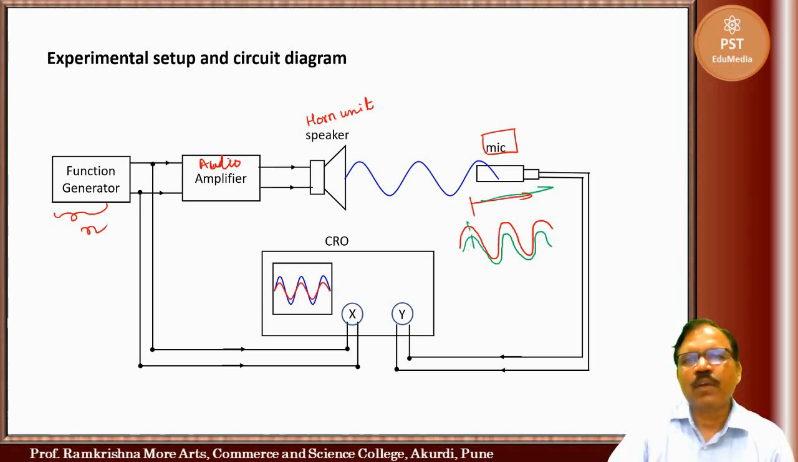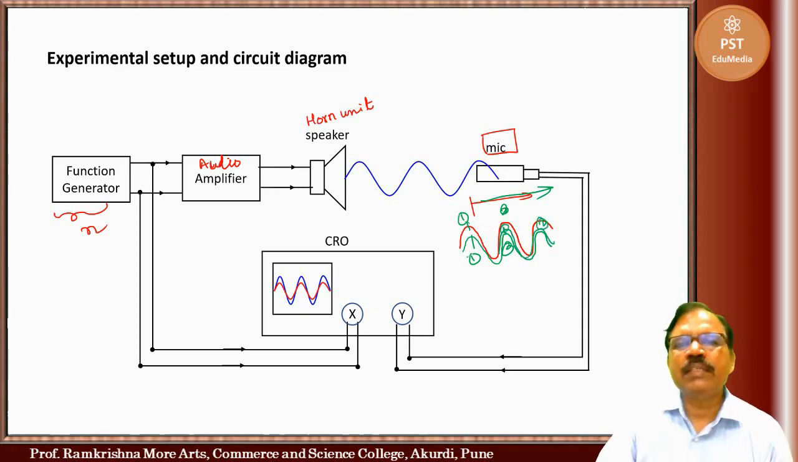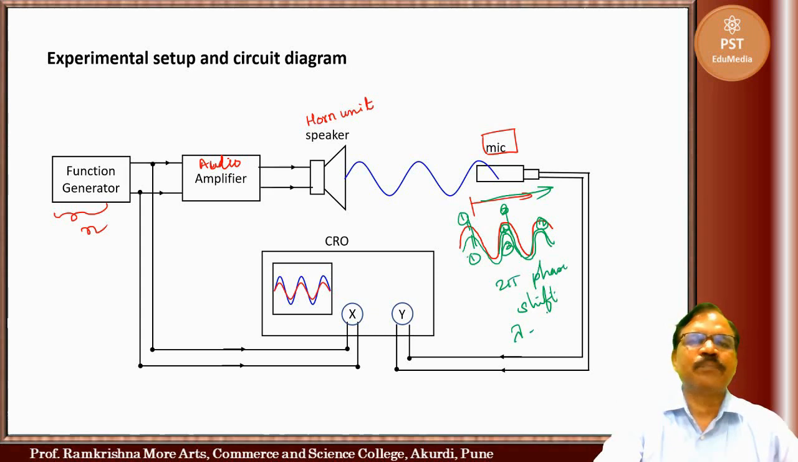Then move this microphone so that this green one will shift, and after a certain movement, here it is the first peak, this is the second peak. So this first peak will come here, second peak will go here, and so on. So when we shift from first peak to second peak, that is a 2 pi phase shift, and the corresponding distance is nothing but the wavelength lambda. This is the simple procedure.